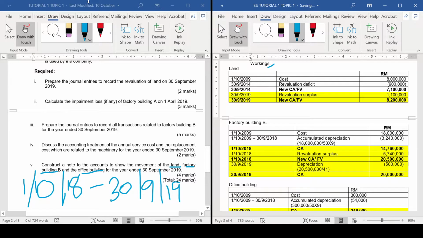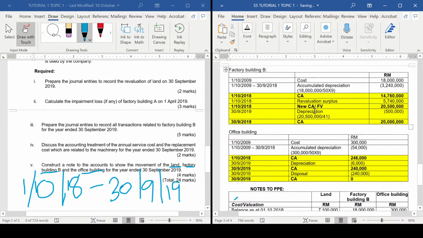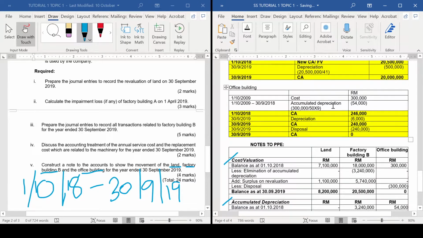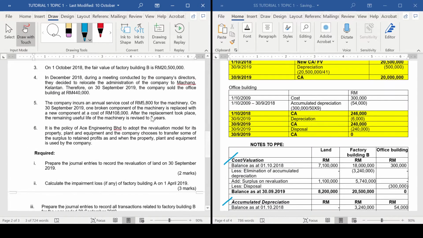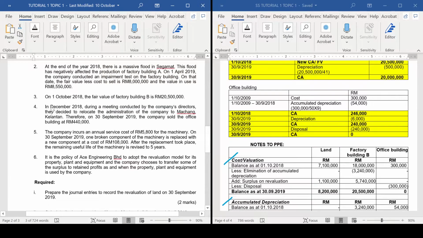Okay, what about the office building? For the office building, what happened is the initial cost is 300,000. At the end of the year 2019, there is a disposal of the office building, as discussed here in additional info number 4.